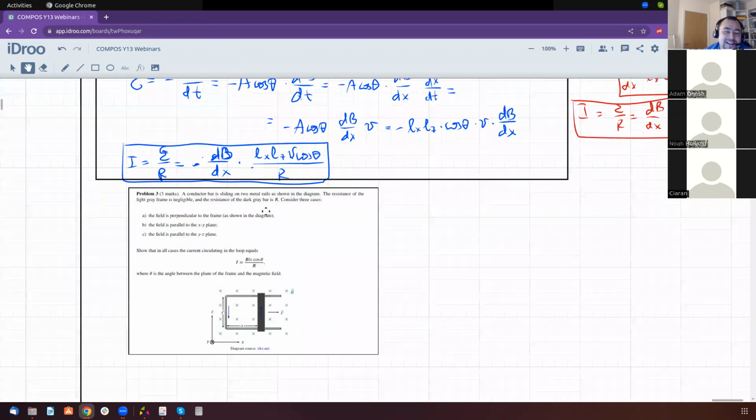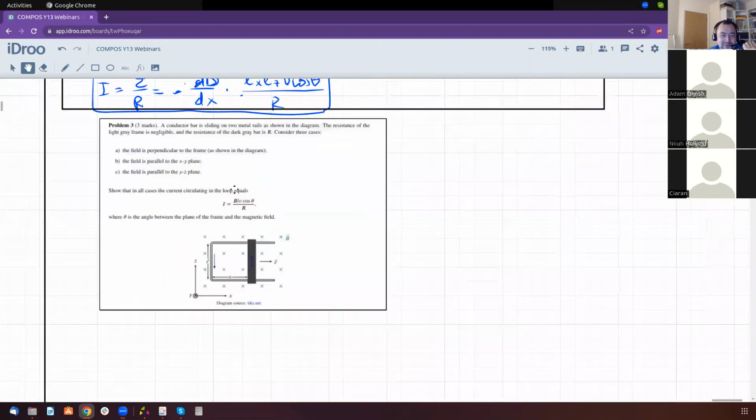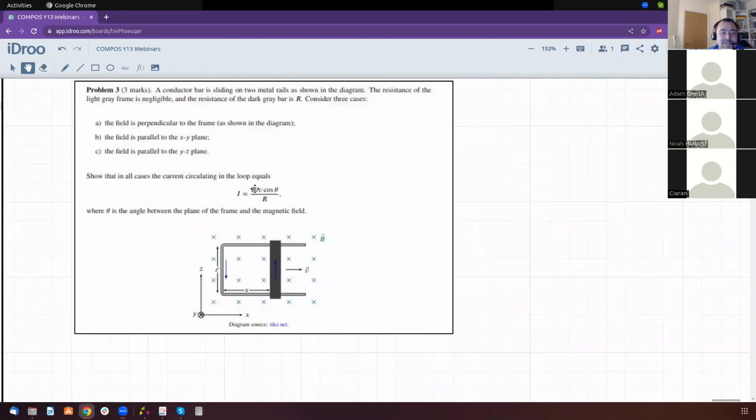It's very much like a needle in a haystack with this problem. Here, the conductor is sliding on 2 metal rails as shown in the diagram. The resistance of the light gray frame is negligible. The resistance of the dark gray bar is R. Consider the 3 cases. The field is perpendicular to the frame. The field is parallel to the XY plane. And the field is parallel to the YZ plane. Show that in all cases, the current circulating in the loop equals BLV cos theta over R.